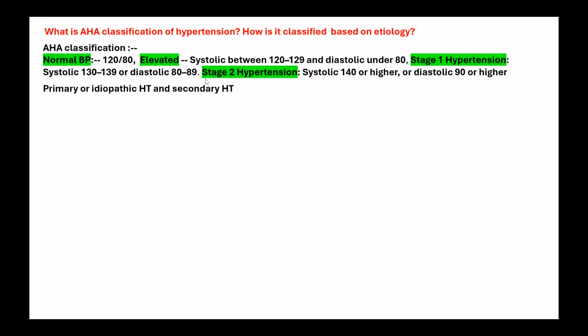What are the common causes of secondary hypertension? Hyperparathyroidism, pheochromocytoma, acromegaly, renal artery stenosis. Endocrine, renal, like that you can classify them. Endocrine is pheochromocytoma and Cushing's disease. Renal is renal artery stenosis or CKD. And coarctation of aorta.